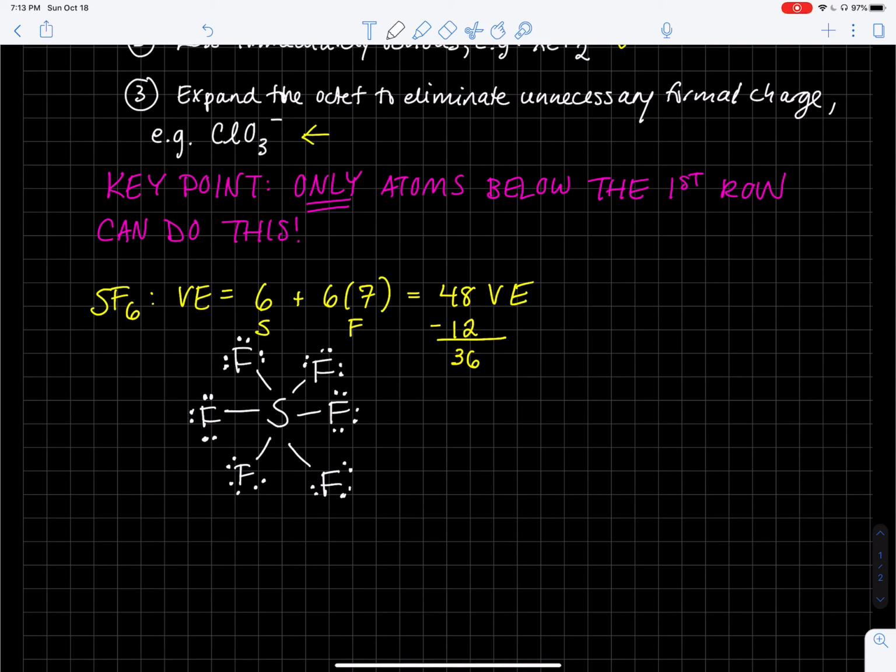Then we're done. So sulfur has an expanded octet. Fluorine does not have an expanded octet. It cannot. And you can just check the formal charge if you want to, which you probably should. Formal charge of sulfur, it starts with 6 valence electrons. It has 0 electrons in lone pairs. It gets half of the 12 electrons in the bonding pairs, so sulfur has a formal charge of 0.